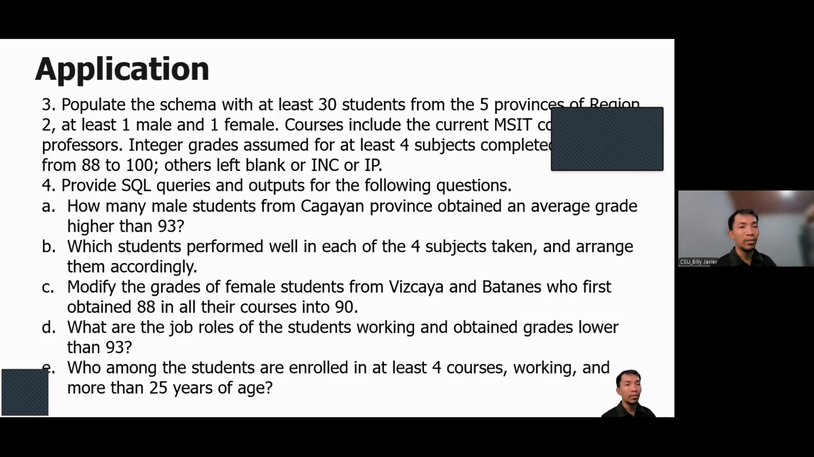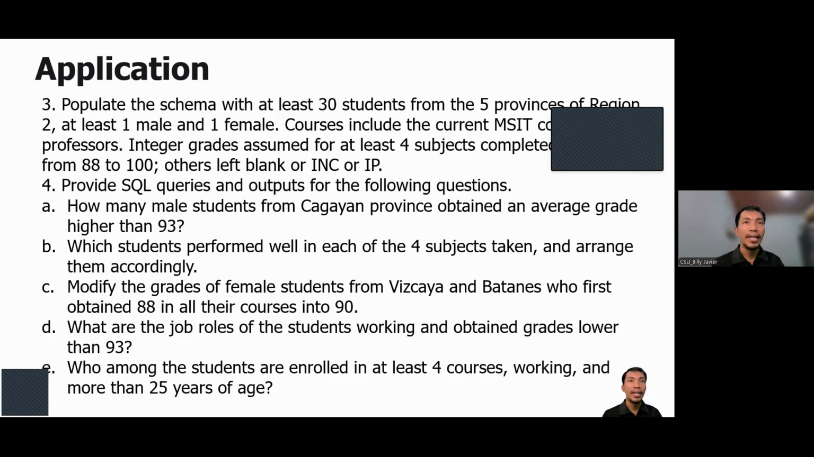Now modify the grades of female students from Vizcaya and Batanes who first obtained 88 in all their courses into 90. So again, meron tayong condition dito. Female coming from Vizcaya and Batanes whose initial grade is 88. And in any courses they actually took and then assign it with the grade 90.